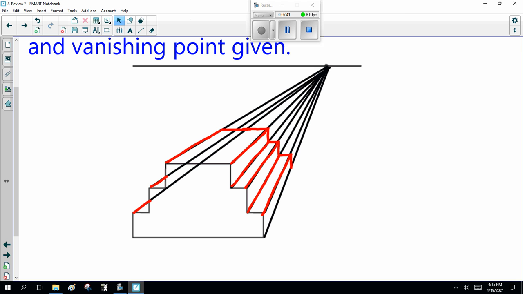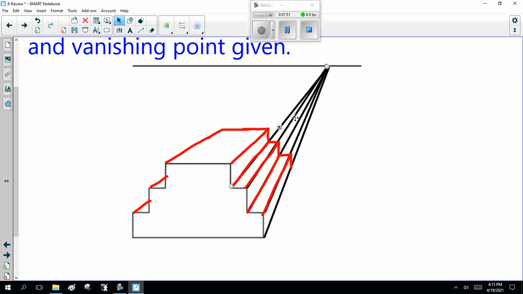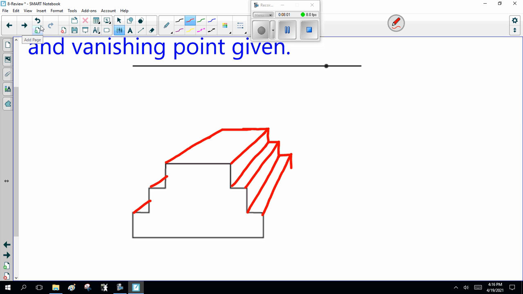Now, is that a nice explanation? No. Is that a good drawing? No, but you guys have shown me you can do this. So, up here, I'm going to start erasing these lines. And there we go. There's my one-point perspective with my vanishing point in the background. Oh, shoot. Missed a line. My bad. Okay. Now, that's roughly what I expect you to be able to do.